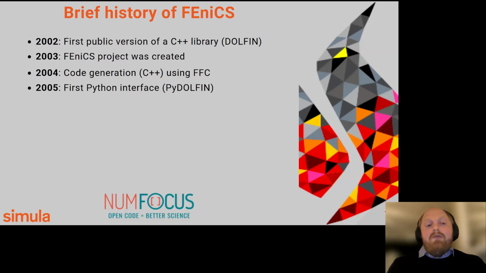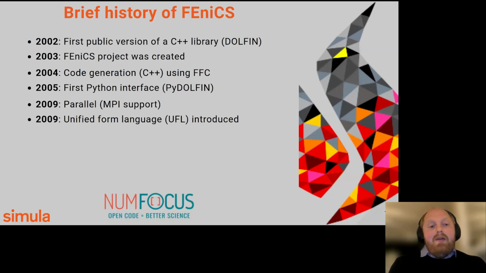Then in 2005, which I think is relatively early, the first Python interface for Dolphin was created, called PyDolphin. Then in 2009, people started thinking about parallel support, so supporting MPI and distributed computing systems. And the Unified Form Language, a cornerstone of the FEniCS project, was introduced.